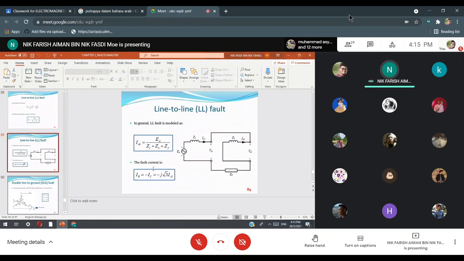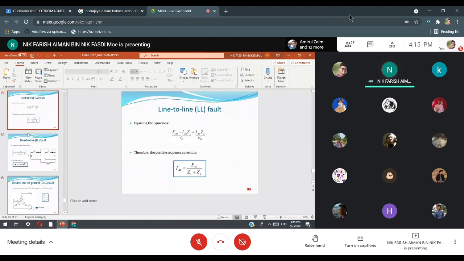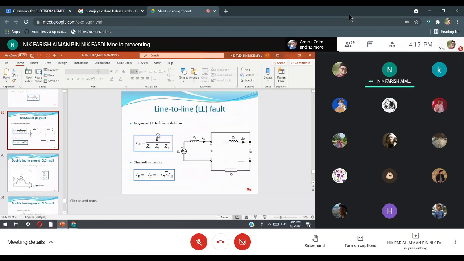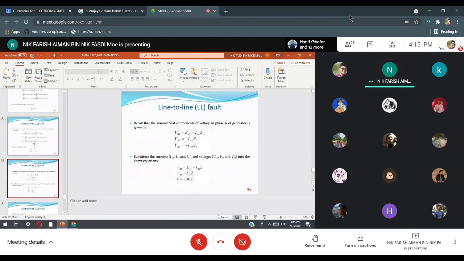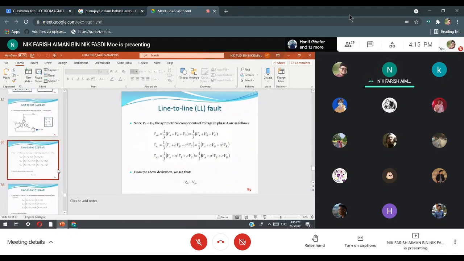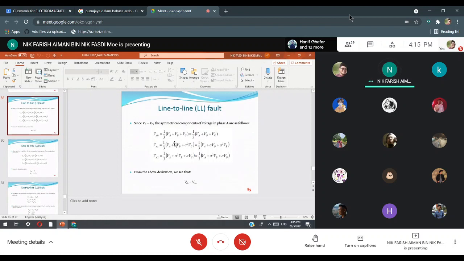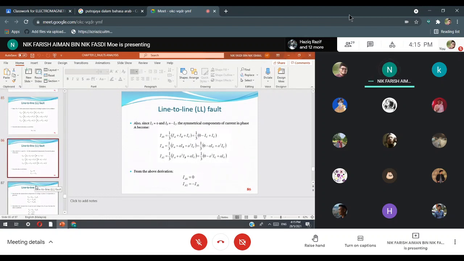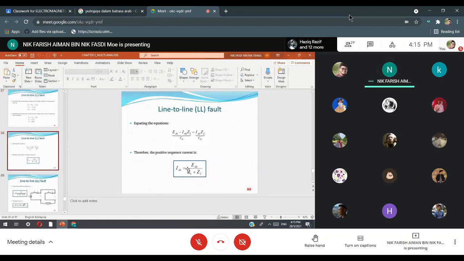The fault current: IB is equivalent to minus IC, and equivalent to minus j square root 3 of IA1. So which do you need to remember, everything? Please memorize this equation for the circuit. The derivation is not needed, but to understand, you can go through the derivation, that's why you get the final equation for the positive sequence current.